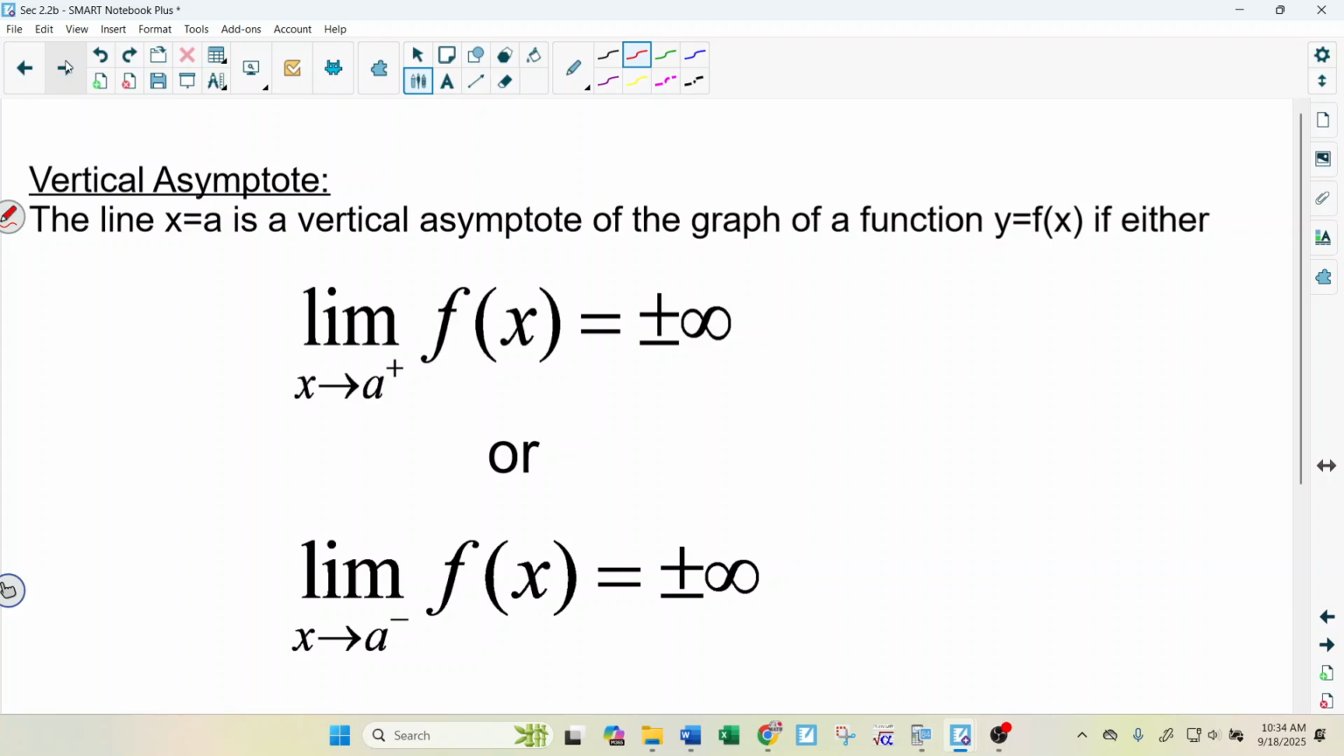Let's talk about a vertical asymptote. The definition of a vertical asymptote of a graph of f of x is this. If you approach a number from the right or the left, and it goes to plus or minus infinity, that is the definition of what a vertical asymptote is. So the line x equals a is a vertical asymptote of the graph if either of these two limits exists and is equal to plus or minus infinity.